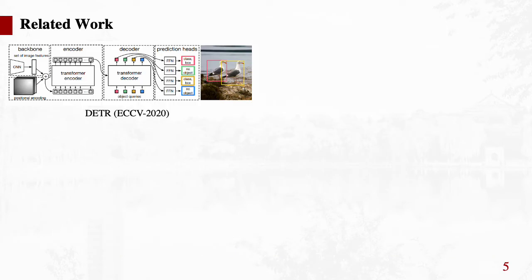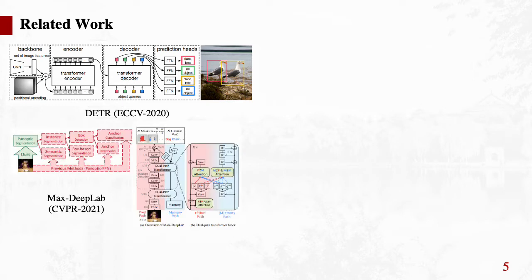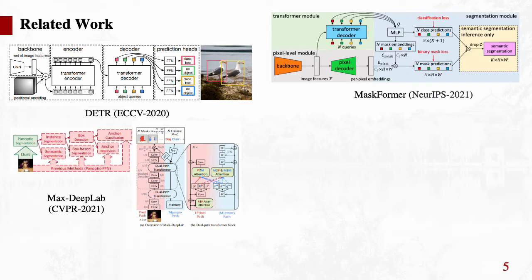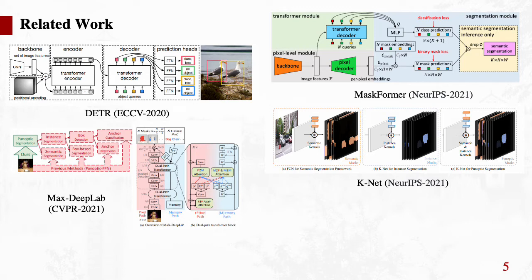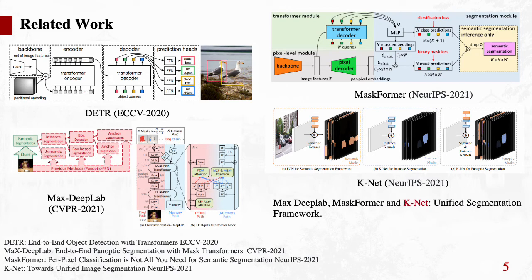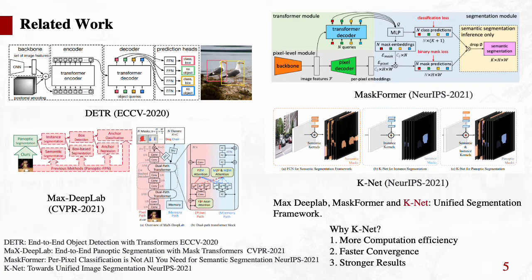First, we review several related works. We start from DETR. DETR represents things and stuff using object queries. Since then, several works improved DETR by using a mask-only detector, such as MaX-DeepLab, MaskFormer, and K-Net. They are all unified segmentation frameworks, which can perform semantic, instance and panoptic segmentation. However, why do we choose K-Net? Because K-Net is more computationally efficient. It is faster to converge, and it also achieves stronger results.